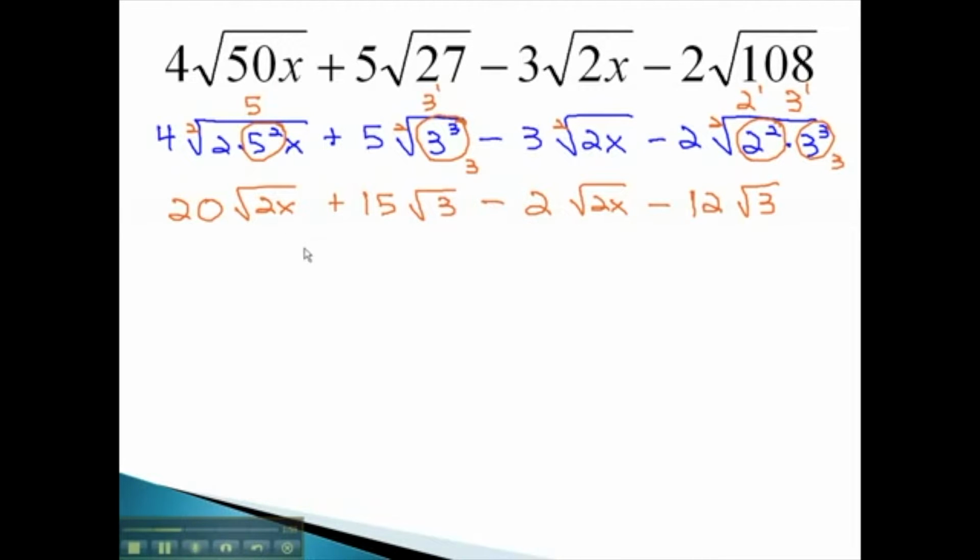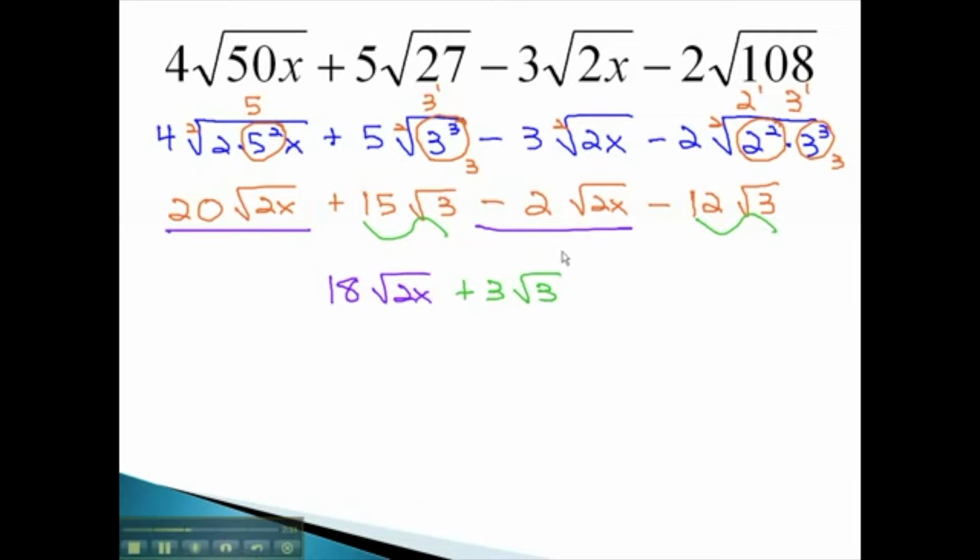We're now ready to combine like radicals. Square root of 2x makes like radicals, and 20 minus 2 means we have 18 of these square roots of 2x. We also have like radicals on the root 3, and 15 minus 12 is positive 3 of these square roots of 3. This is our final solution.